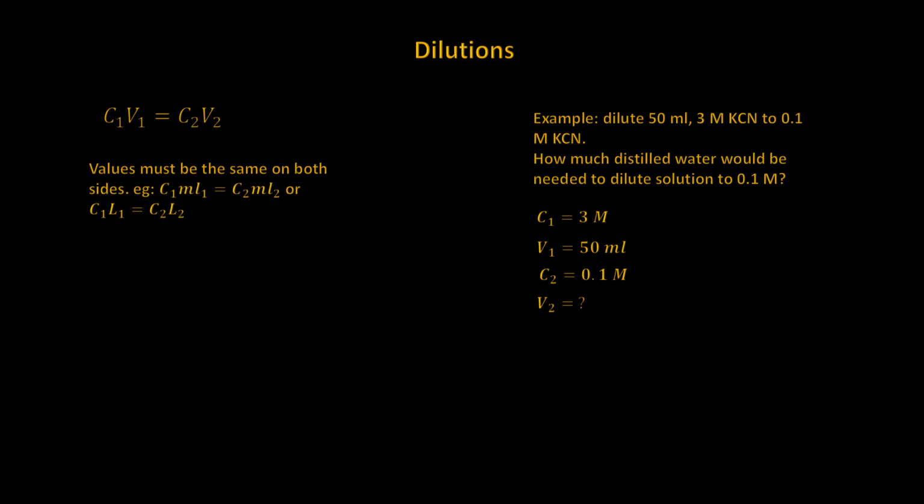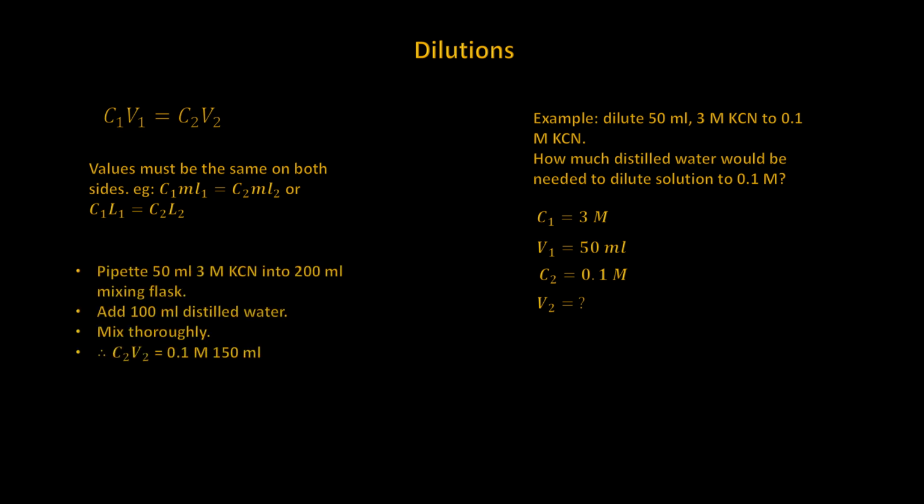If V1 equals milliliters, then V2 must be in milliliters. Same with concentration. This is achieved by taking 50 ml of 3 molar potassium cyanide and pipetting it into a mixing flask of suitable size. A 200 ml flask is chosen. The calculation shows C1 and V1.